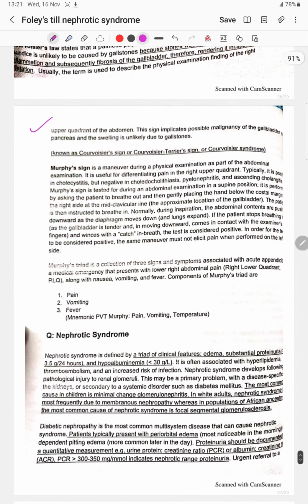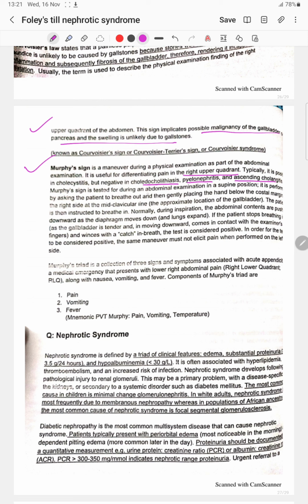The sign implicates a possible malignancy of the gallbladder or pancreas, and the swelling is unlikely due to gallstones. The Murphy sign is a maneuver performed during a physical examination as a part of the abdominal examination. It is useful for differentiating pain in the upper right quadrant, and typically it is positive in cholecystitis, but negative in cholelithiasis, pyelonephritis, and ascending cholangitis.